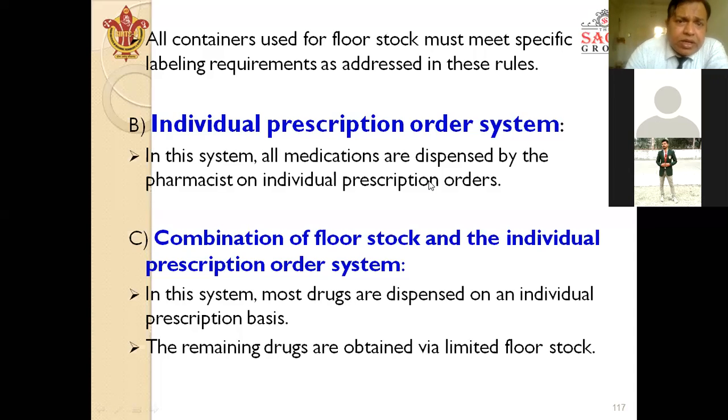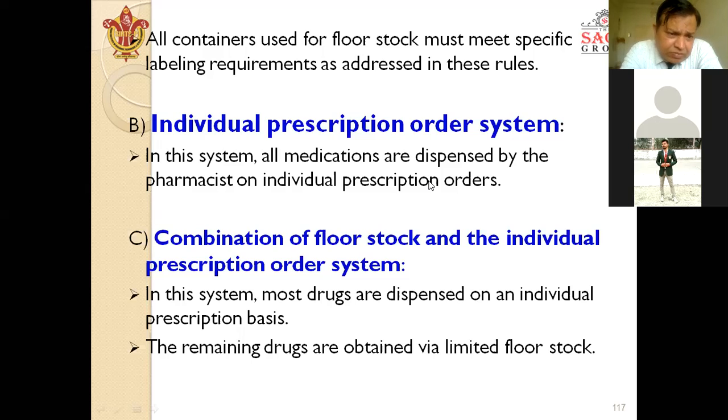Now, all containers used for floor stock must meet a specific labeling requirement as addressed in the rules. Next, type B is the individual prescription order system. Here in this system, all medications are dispensed by the pharmacist on the individual prescription order.